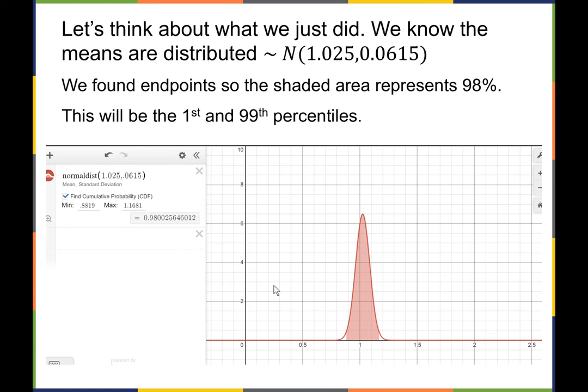So let's think about what we just did here and make sure we feel good about what we did. We know that our means are distributed 1.025, and then this is our standard deviation, that 0.337 divided by the square root of 30. And we found endpoints so that our shaded area will be 98% of the probability. So this will be the first and 99th percentiles. And you can check your work by putting in your confidence interval, 0.8819 to 1.1681, and seeing that we do have 98% of the data falling in that range. So all the online calculator helped us do was just do those inverse CDF computations a little bit quicker, a little bit easier.